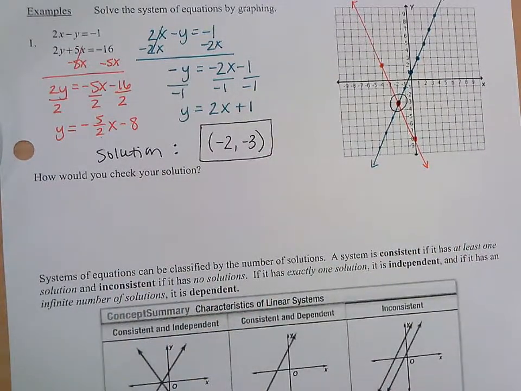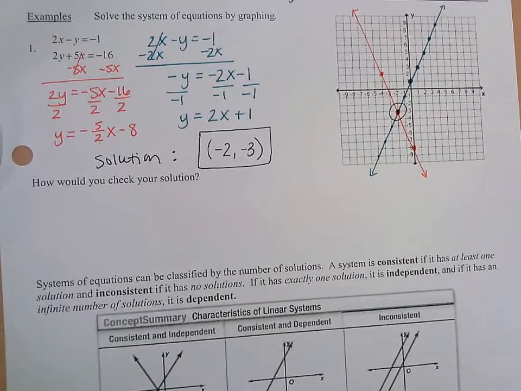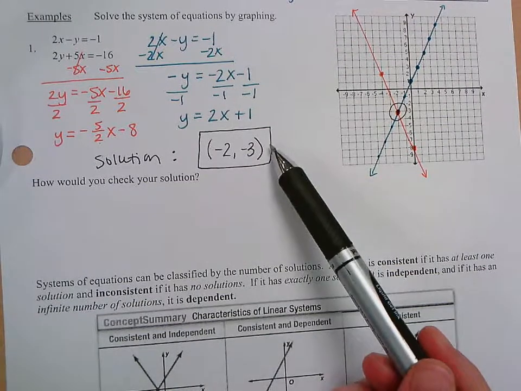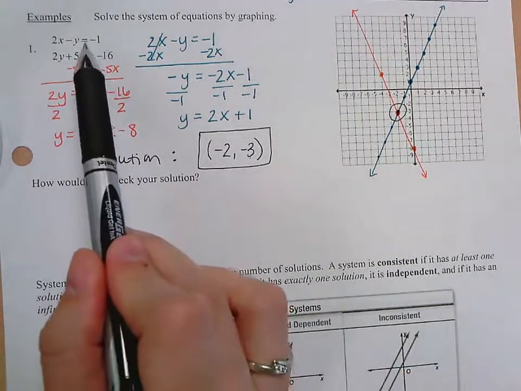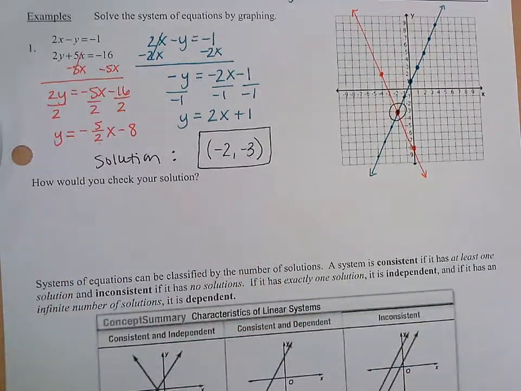So just making sure you're actually writing the solution after you have the graph. Questions there? Okay, and then I have there, how would you check your solution? So how would you check to make sure that this is actually correct? Because a lot can go wrong when you're graphing. Logan? Yes, plug it back in to both and then make sure it works out in both. Or if you have more than 2 equations, you substitute it back into all of them.